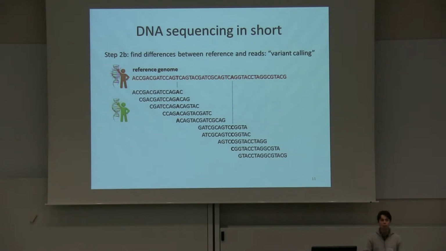There are, again, tools that contain a lot of domain knowledge that do this. One of the tools that is widely used is GATK, the Genome Analysis Toolkit by the Broad Institute. Why is it not easy? Well, again, because these reads contain errors, because these reads might be misaligned.